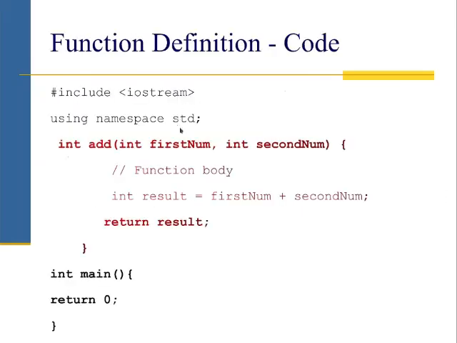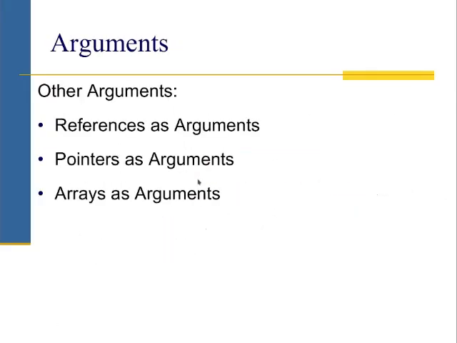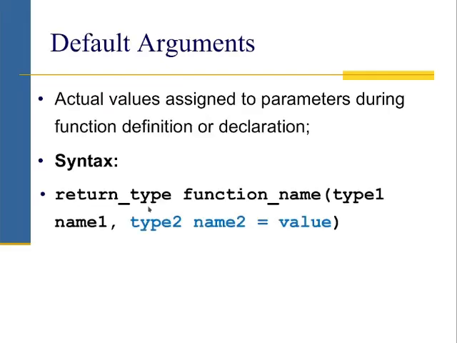And these are the parameters. The first name and the second name are parameters that are going to receive those numbers. They are like variables, and they will be used in the calculations. We have other arguments: we have the references, the pointers, and the arrays. And the fourth argument, the actual values assigned to parameters during function definition or declaration.